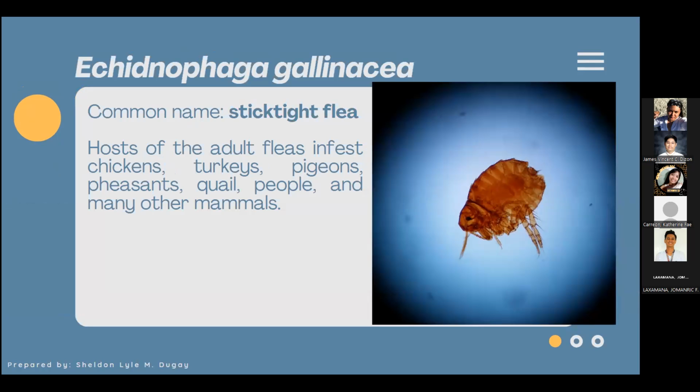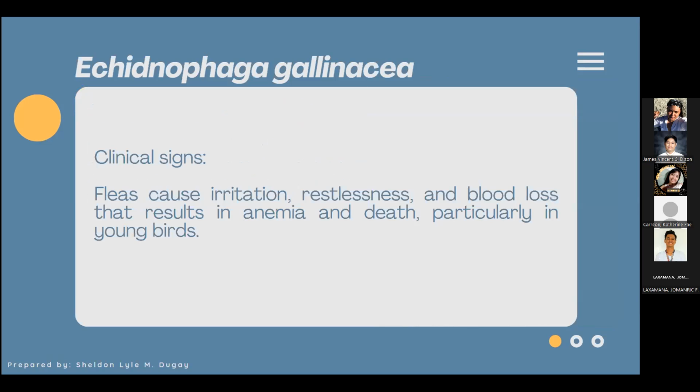Echidnophaga gallinacea. Common name niya is stick-tight flea. So, hosts of the adult fleas infest chickens, turkeys, pigeons, pheasants, quail, people, and many other mammals. So, pwede nila tayong madapuhan ng mga fleas na to. So, pero very common sila sa chickens, turkeys, and pigeons. Ayan. Clinical signs, fleas cause irritation, restlessness, and blood losses kasi nagbabite din sila or nagsasak. Then that results in anemia and death, particularly in young birds.